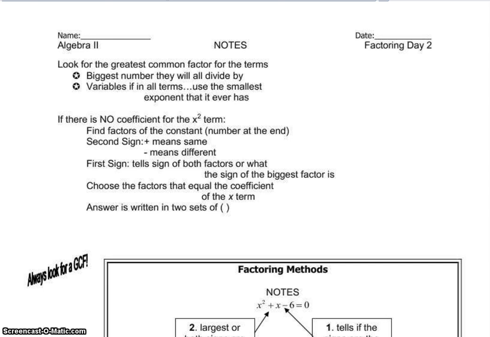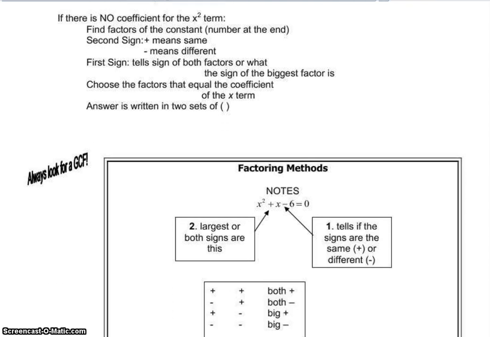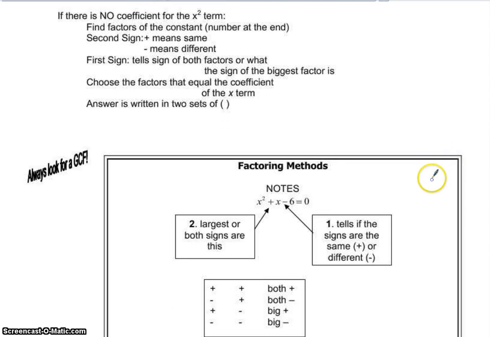Okay, so let's say that that doesn't exist. You can't do anything like that, and there is no coefficient for the x squared term. If that's the case, then you're going to find the factors of the constant, which is generally the number at the end. Now, there are some sign rules. You look at the second sign first, and if it's a plus, it means that your factors are going to have the same sign. If it's a minus, it means that they're going to have a different sign.